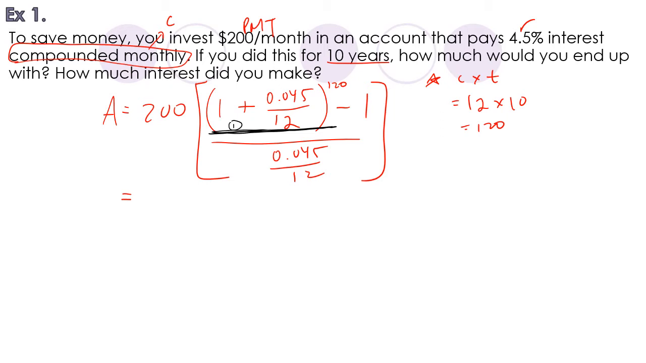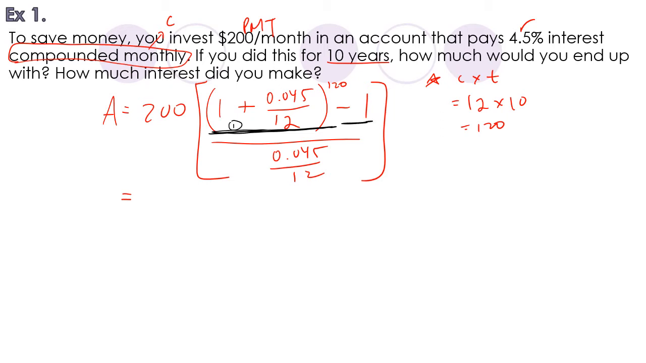Open bracket. 1 plus 0.045. Now, depending on what you've become used to, either using the fraction button or the divide button, 12, close bracket to the exponent, 120. Hit equals. You should be looking at 1.56699, blah, blah, blah. Don't clear anything. Now we're going to subtract the 1 next.